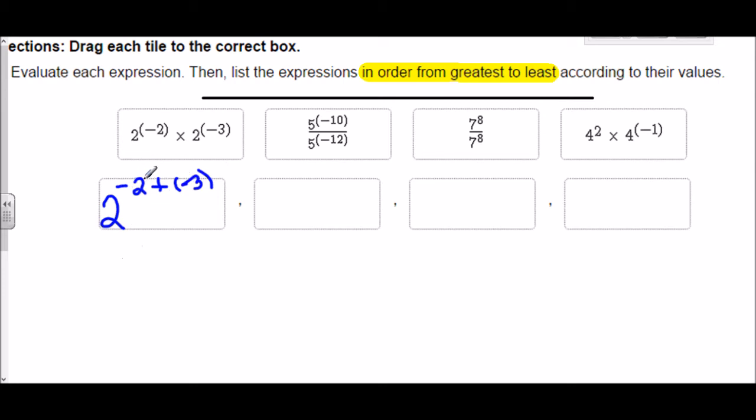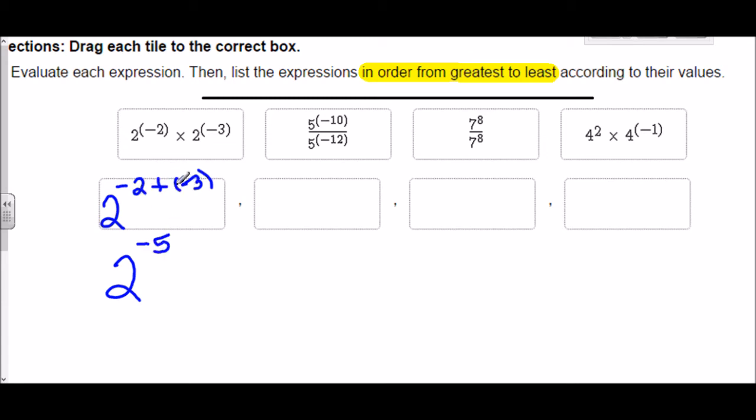Now, how do you add them? Well, essentially, we look at it like this. We know the base is going to stay the same. So with the integers, if we start off with negative 2 and we add 3 more negatives, they're going to be even more negative. So you're going to have 2 plus 3, which is going to be negative 5.